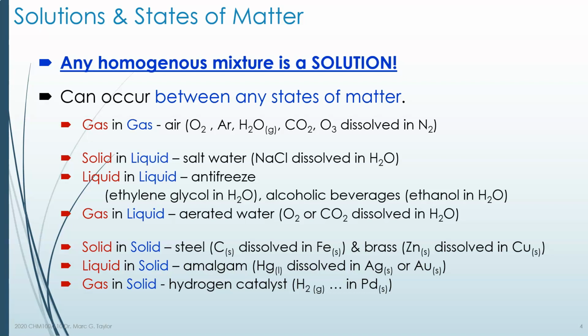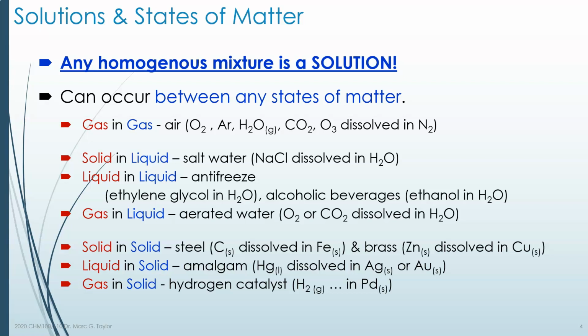We also have liquid in solid solutions. There's a material called amalgam. Amalgams are metals that are dissolved with mercury. And if you have more of the solid metal than the liquid mercury, we would say the liquid is dissolved in the solid. If we had more mercury, we would say the solid's dissolved in the liquid. But mercury can dissolve a number of metals, including silver and gold.